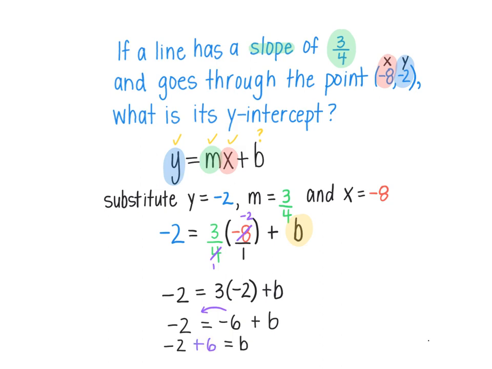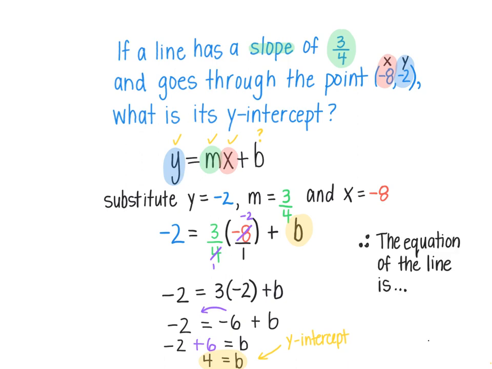So, -2 plus 6 will give us 4. We have found that b equals 4. This is our y-intercept. To take our solution one step further, we can create the equation of our line. We will substitute our original slope of 3 over 4 and our newly found y-intercept into y equals mx plus b for the m and the b. The equation of the line that has a slope of 3 over 4 and goes through the point -8, -2 is y equals 3 over 4x plus 4.